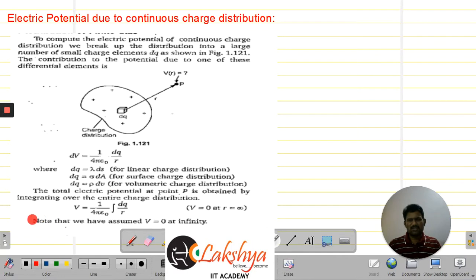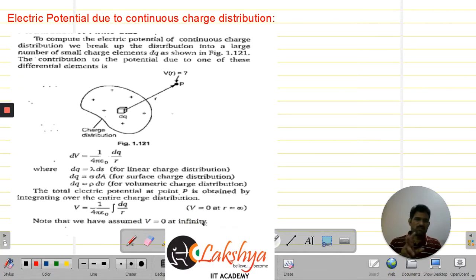So in general, this is the common point here. So we need to mention this potential at infinity. Generally, we consider it as the reference. So with that reference, generally we calculate that, and there are certain exemptions for this also. Let us see, in the further derivations I will explain what those exemptions are.